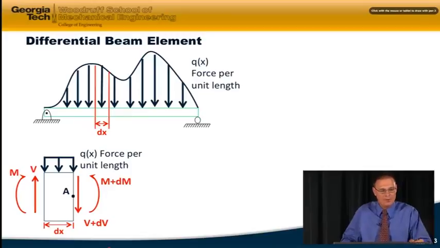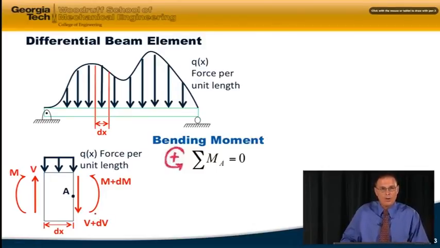So here is my generic beam again, and my differential element that I've taken out of the beam and drawn my free body diagram. Now we're going to do the moment equilibrium equation on this free body diagram to come up with the moment relationships. And so I'm going to call this right-hand side point A. I'm going to sum moments about point A. I'll choose my sign convention for assembling the equation as counterclockwise positive.